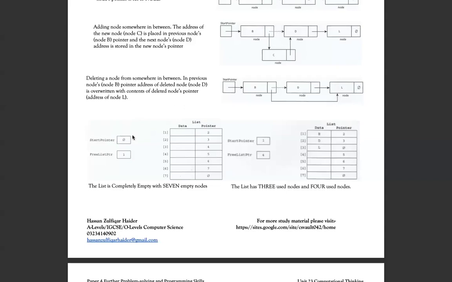Another way to represent a linked list is using two-dimensional arrays. The way that this two-dimensional array is organized is that the rows represent each node. So this is the node with index position 1, this is the node with index position 2, 3, 4, 5, 6, and 7. And of the two columns for each row, the first column represents the data value. The second column represents the pointer value.